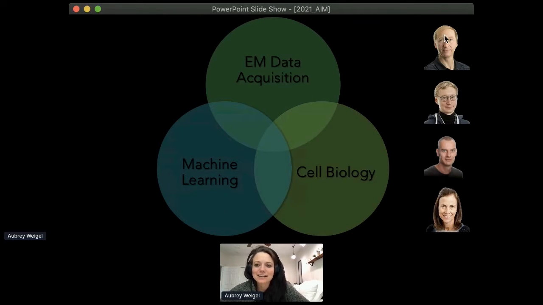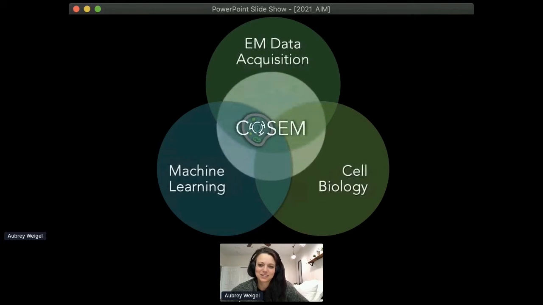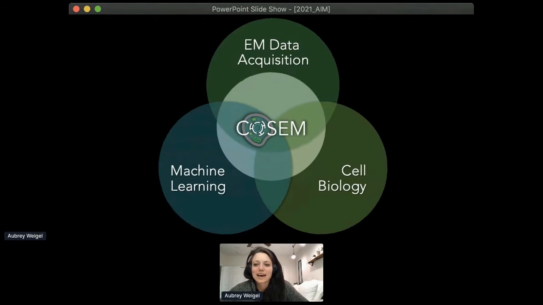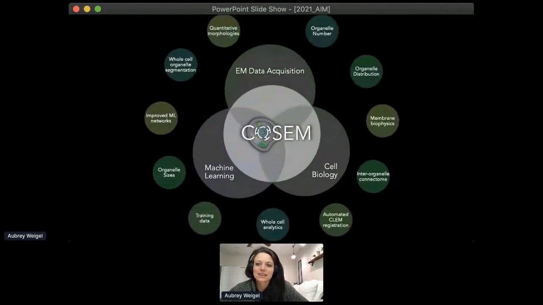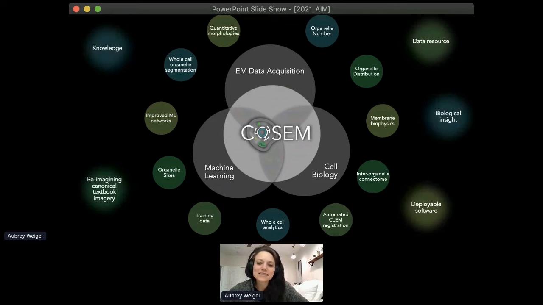At their intersect lies this unique area of research. And COSEM is expanding that intersect and driving forward our tools and knowledge with respect to identifying subcellular structures in EM data in an automated way. As a result, the products that COSEM provides include quantitative analytics and data resources, and it allows us to reimagine our canonical textbook image of the inside of a cell.